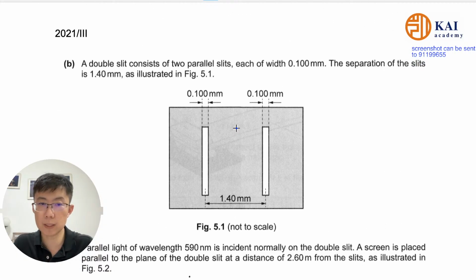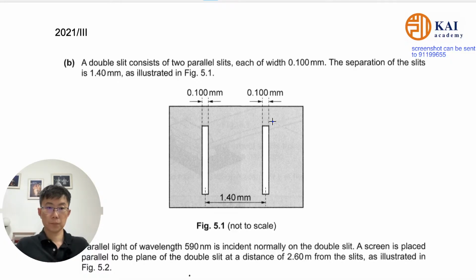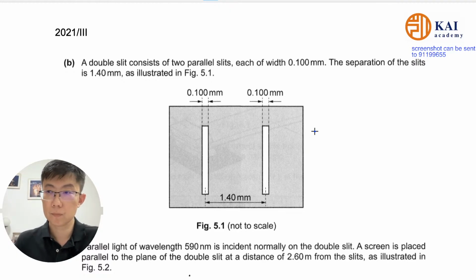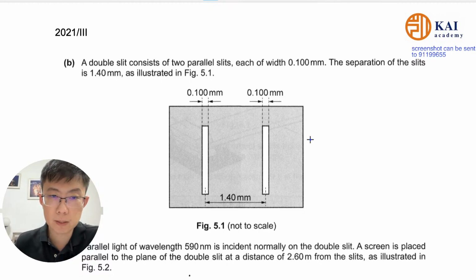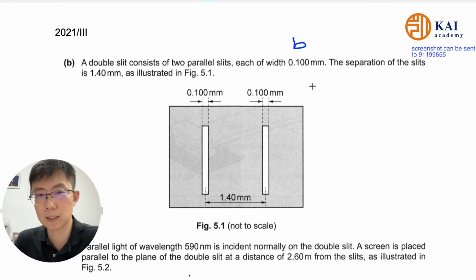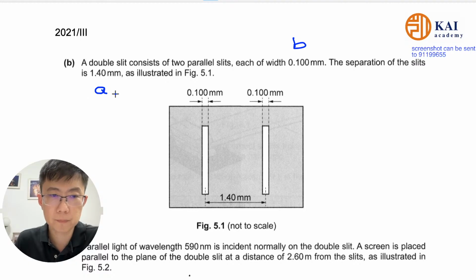Okay, so this is the 2021 Paper 3, right? In Paper 3, it's actually very common for concepts to be combined, not just within the topic, sometimes across topics as well. So here we have a double slit consisting of 2 parallel slits, each of width 0.1 millimeter. I like to annotate; it's a good practice to label the terms that are already given to you. Now the separation of the slit, typically the symbol that schools use is this one.